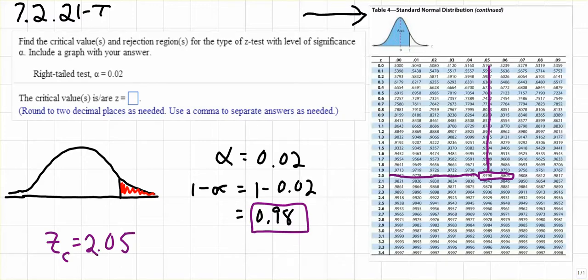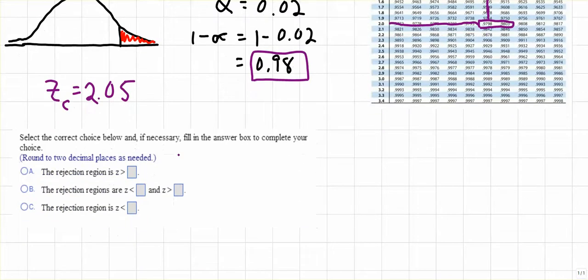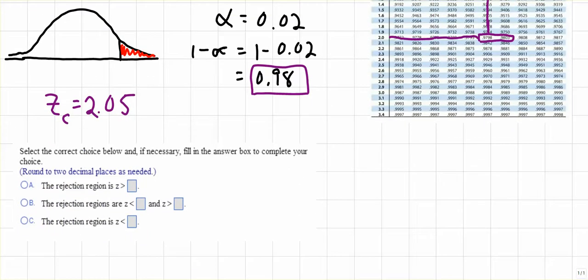So you'll definitely type in 2.05 in MyStatLab in the answer key, and then once you press enter, you'll get your fantastic or well done or good job, and then it'll bring up this part of the problem that says select the correct choice below, and if necessary fill in the answer box to complete your choice.